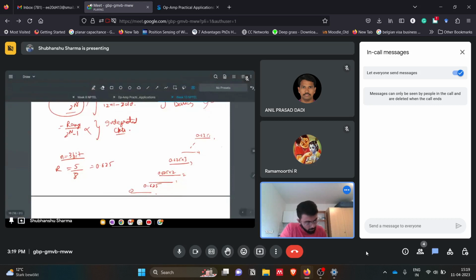So if our reference voltage is limited by the supply voltage, or let's say we are not able to give enough supply, first of all we'll see what is 0.625 into 7. So this is 4.375 volts. We have a reference voltage of 5 volts, so it can achieve 7 levels only. But if we had, let's say, yeah, it can achieve this one.